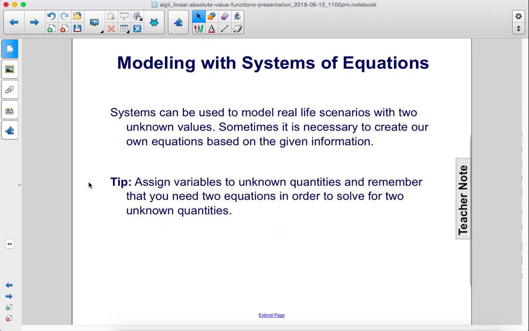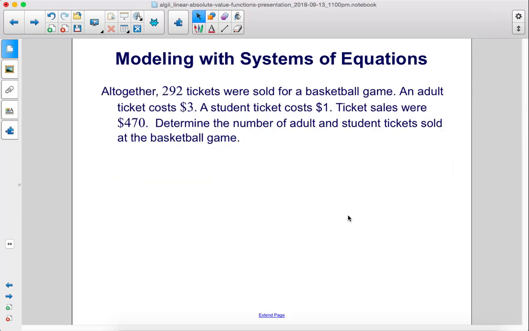Systems can be used to model real-life scenarios with two unknown values. Sometimes it's necessary to create our own equations based on the given information. Tip: assign variables to unknown quantities and remember that you need two equations in order to solve for two unknown quantities.